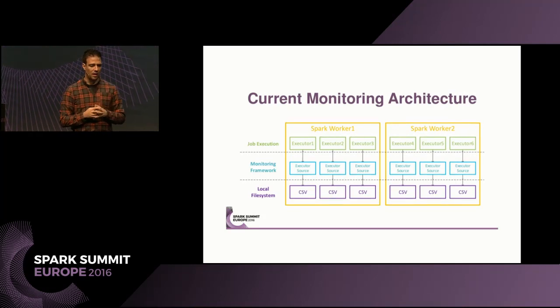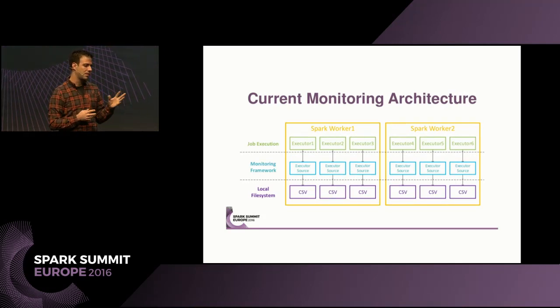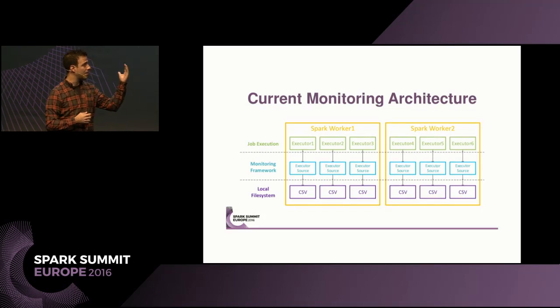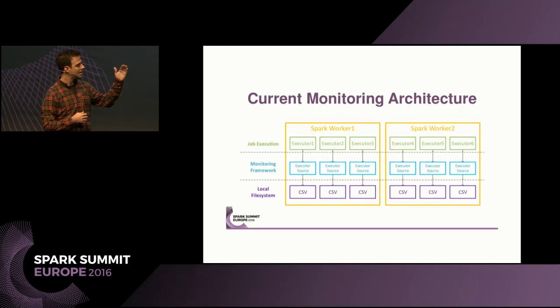Just as I explained before, this is a very rough outline of the current monitoring architecture on Spark. You have the separate workers on different nodes, and the different executors being launched on those machines. By using the executor source, and you can also attach a different one, the JVM source, which just generates a different type of metrics, it's written then to a CSV file on the local file system.